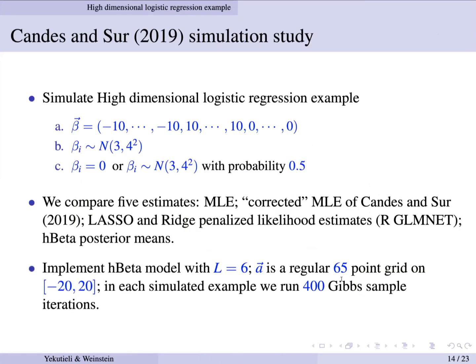At the end, we have 65 parameters. We take the interval from minus 20 to plus 20 and cut it into 64 subintervals. So we have lots of parameters. No, we have 63 parameters. It should be 63 parameters, it's 2 to the power of L minus 1. Again, we actually have 63, but they're highly regularized. The fit itself is highly regularized, okay? And in each simulated example, we run 400 Gibbs sampler iterations, because at the end we have a Gibbs sampler.